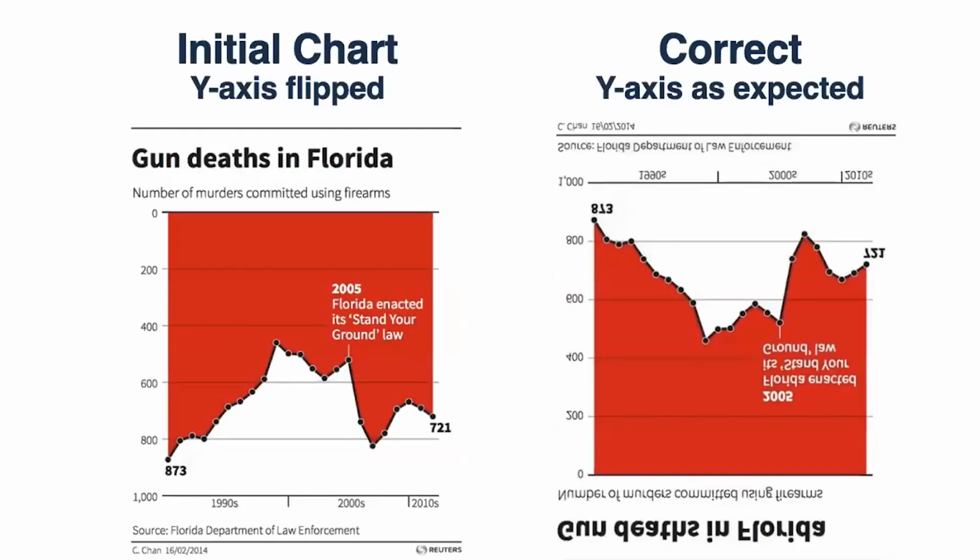And here is one that was published somewhere in the United States, where they wanted to show an impact that, for example, in 2005, Florida enacted a stand your ground law, which means that you can have your gun and defend yourself. And it seems like the number of murders committed decreased since that law. But actually they flipped the chart. So on the right side is the right chart. Starting with this law, the murders increased.